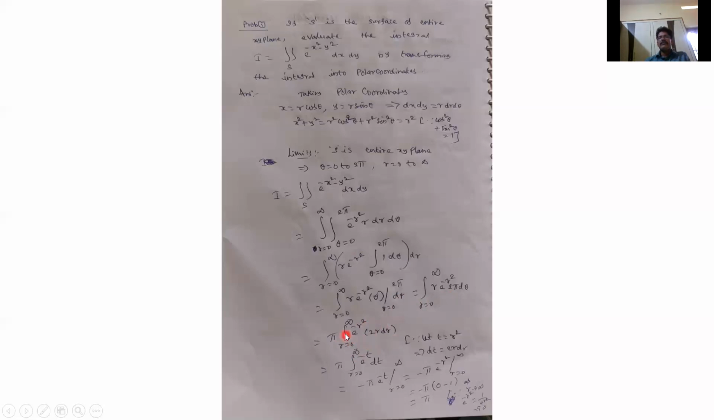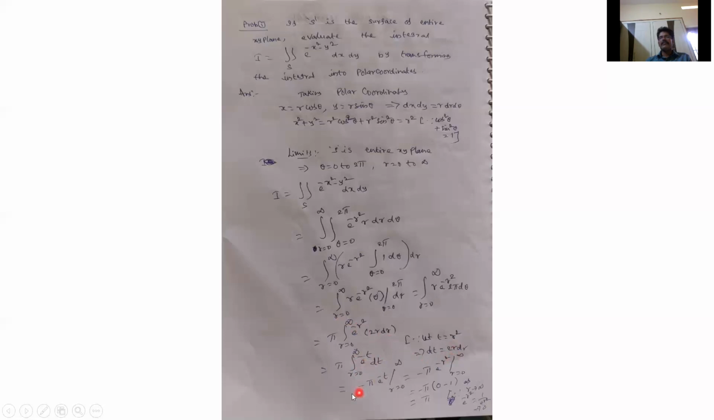Now before integrating, let t equal r square. We know dt equals 2r dr. Writing t in place of r square, we get e power minus t, and 2r dr equals dt. So we get the integral of e power minus t dt, with r from 0 to infinity.